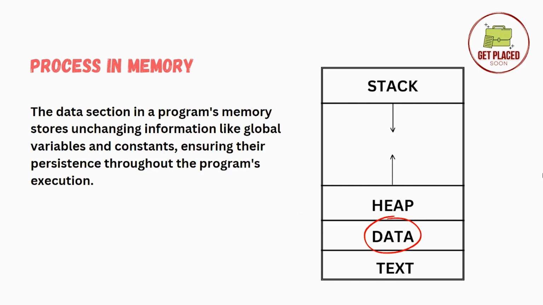Moving ahead, let's understand what data is. The data section stores unchanging information like global variables, constants, etc. In stack, we are storing local variables. In data, we are storing the global variables and constants, which cannot be changed until the process is terminated. We are not changing anything, so that unchanged content is stored in data.